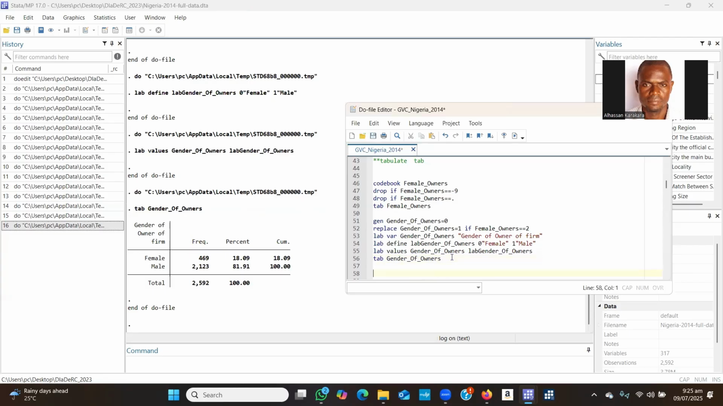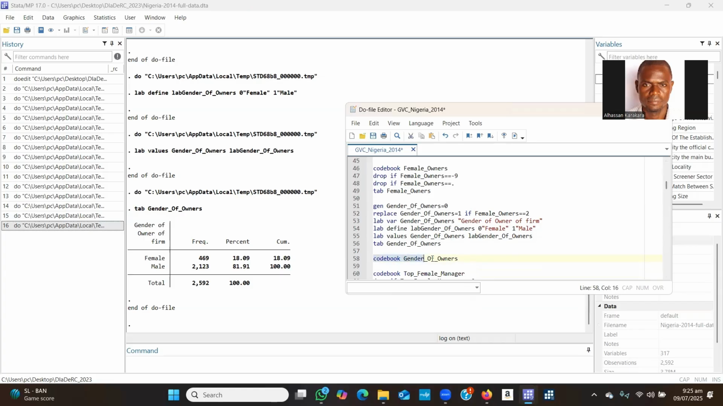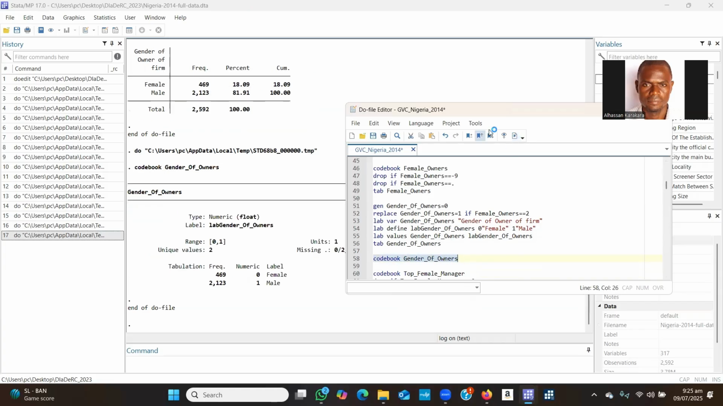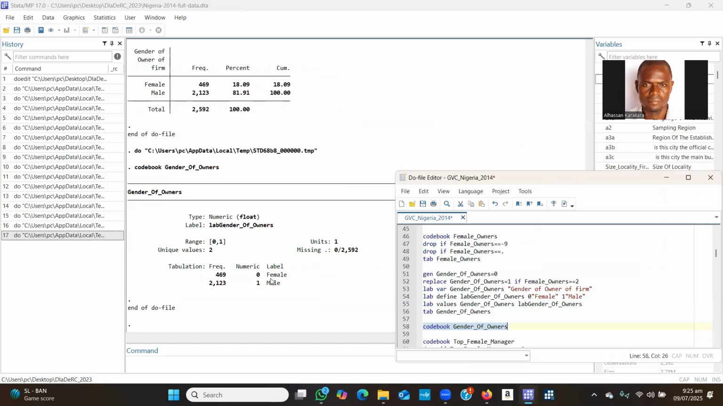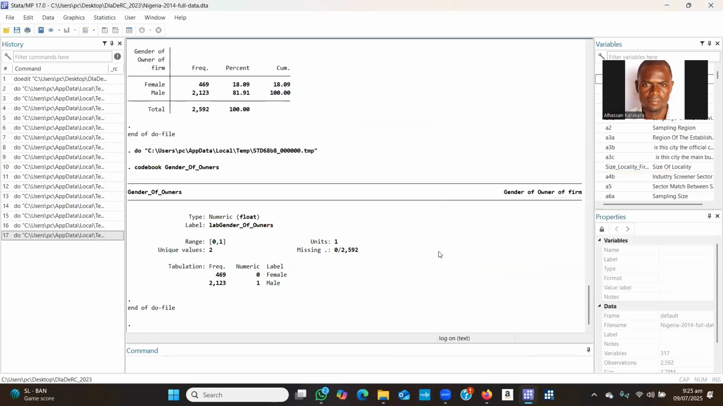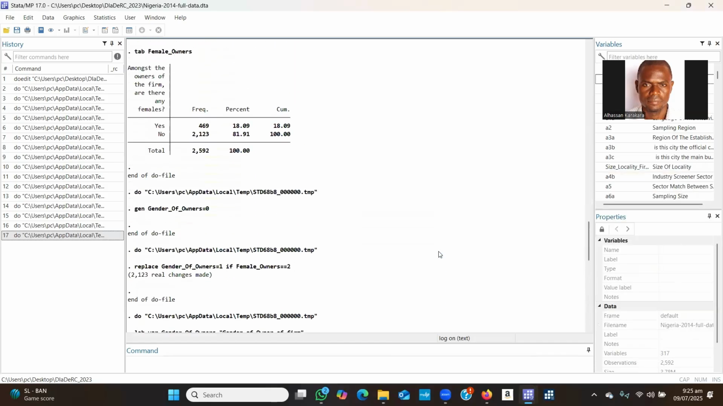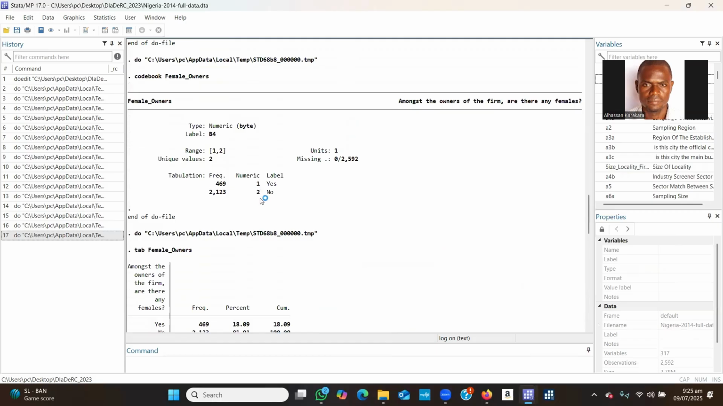One thing you should know is if we go back to code book, the variable, you will now see that we have female as 0 and male as 1. In our previous variable, we were having female, male as 1 and 2. And the 1, as we said, is female, and the 2 is male.